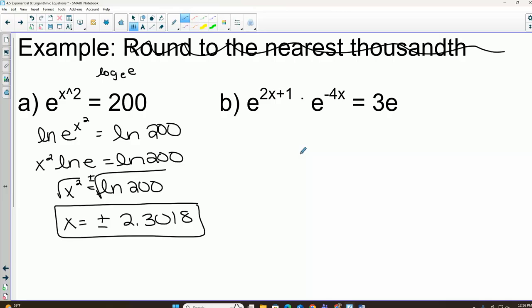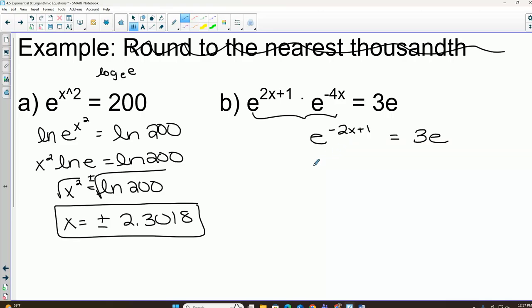On B, this property of adding a log only says I can add 1 log on each side. So on this problem, what should I do first? Combine them. If I am multiplying these e's, what do we do with their exponents? So 2x plus 1 plus negative 4x would be negative 2x plus 1. Do we have to put 2 here or just e? No, it would just be e. So you only add the exponents.